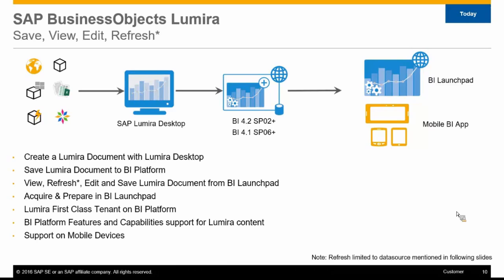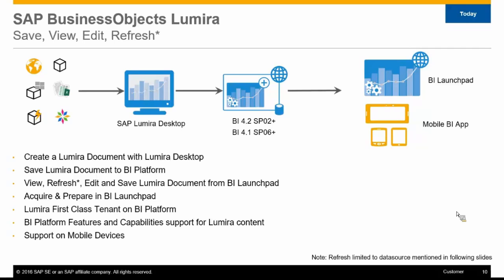So once the document is published on the BI platform, you can launch and view these documents in the BI Launchpad. You would be able to view these documents, edit them, save them, and even use them from the Launchpad. Acquire and prepare in BI Launchpad is available as functionality from 1.31, and to start with, this is only available for connectivity to HANA Online.